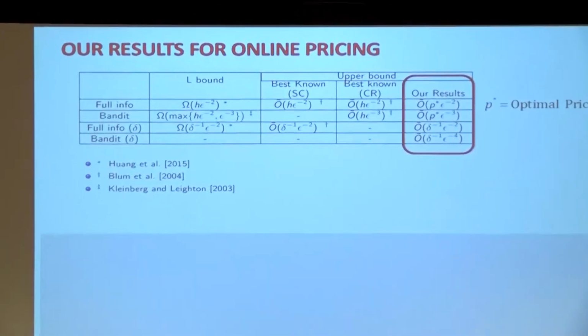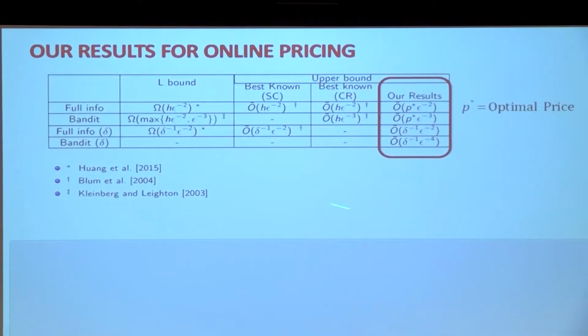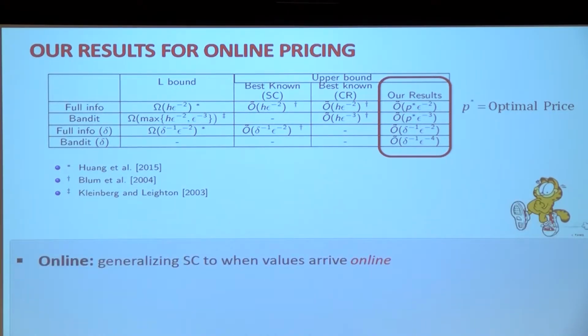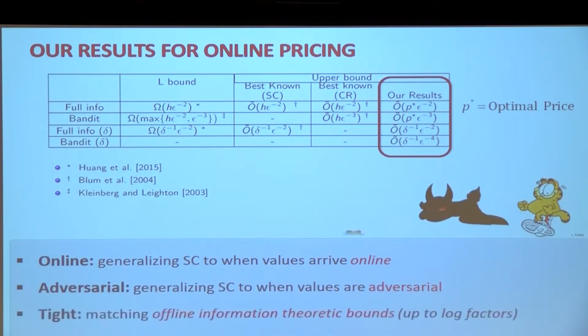When you think about the delta guarded benchmark, the result is even more interesting because we actually get the first polynomial convergence rate for this problem. For the full information, we match the sample complexity lower bound. And for the bandit information, there exists no information theoretic lower bound. So what is the significance of these results? First of all, they generalize sample complexity to an online adversarial setting. And second, they are tight in the sense that they match the information theoretic lower bounds of sample complexity in some cases, and they are pretty close to the known lower bound in other cases, and there are some remaining cases that we haven't yet solved.